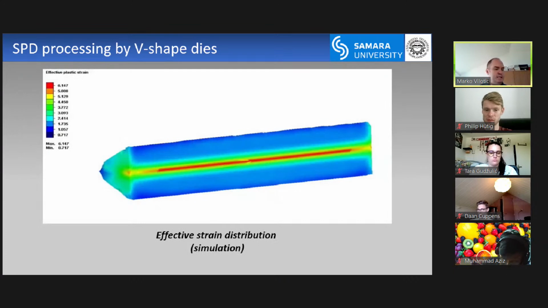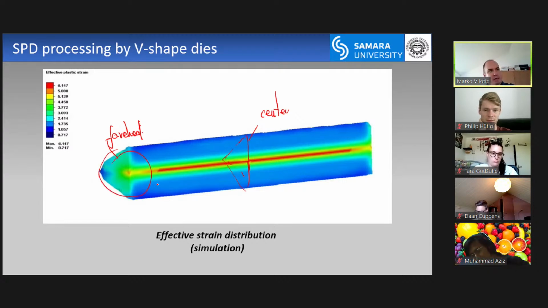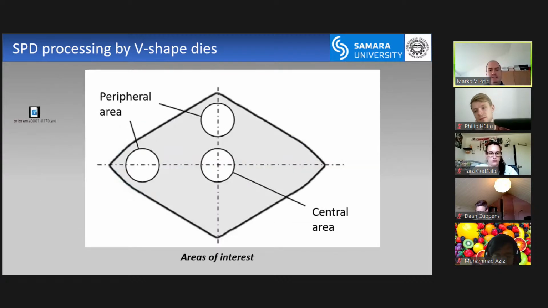Okay, you can see the distribution of effective strain. This is the sample forehead. This is the center. You can see that the highest values are at the center, in this central region. In this outer region, probably because of many effects, the strain is not so high. So I did some observations in the different areas. These are peripheral areas and this is the central area.